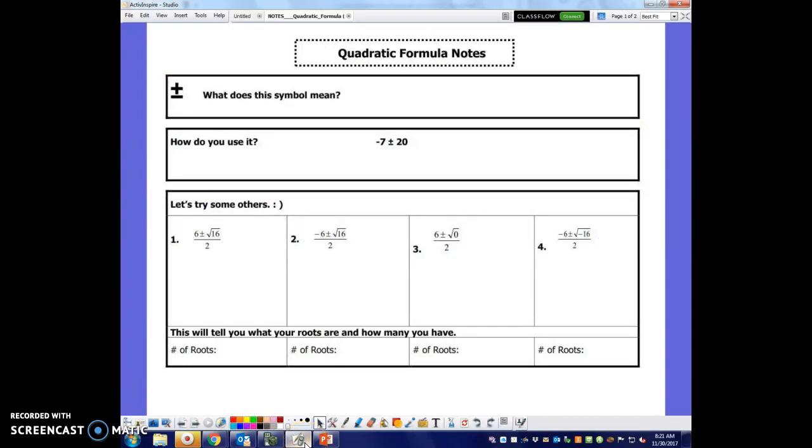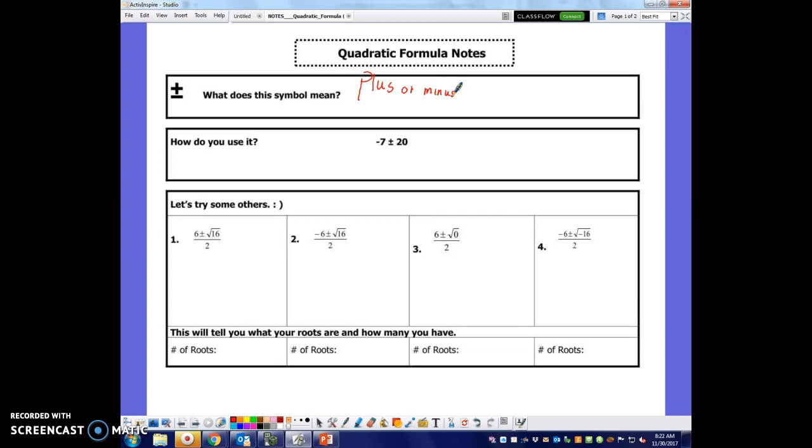Okay, so let's look at this. What does that sign at the top mean? Yeah, plus or minus, that's what it means. Plus or minus. Okay, so how do you use it?